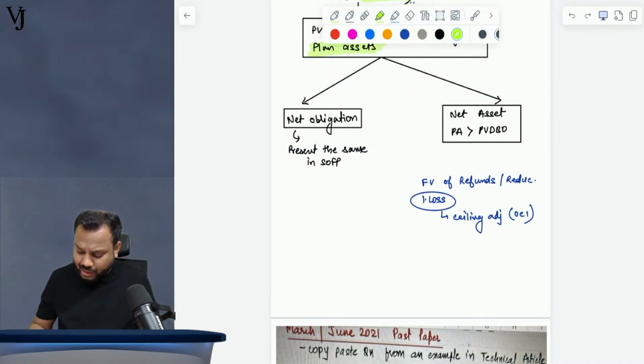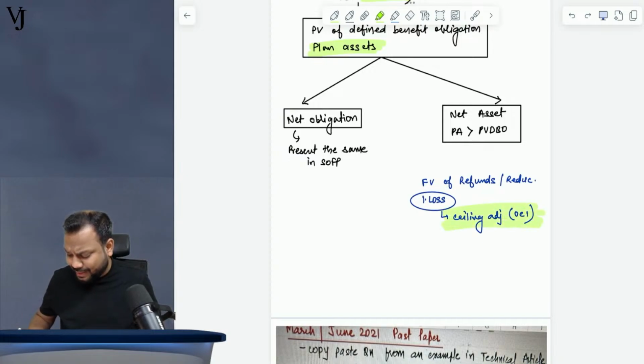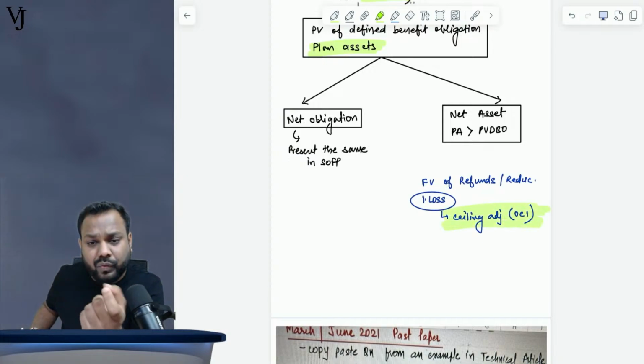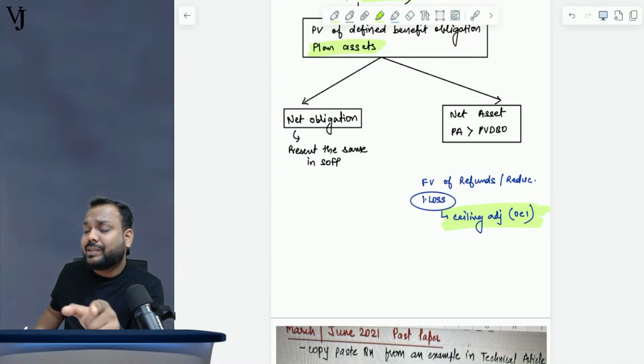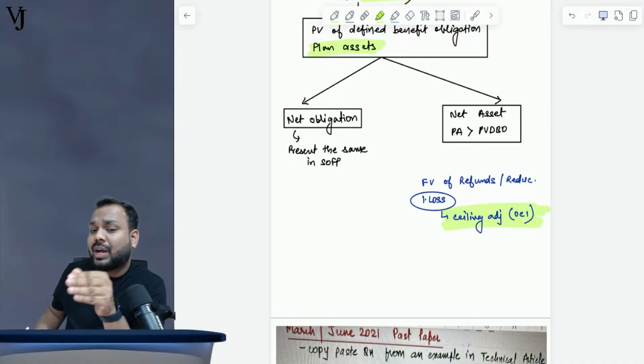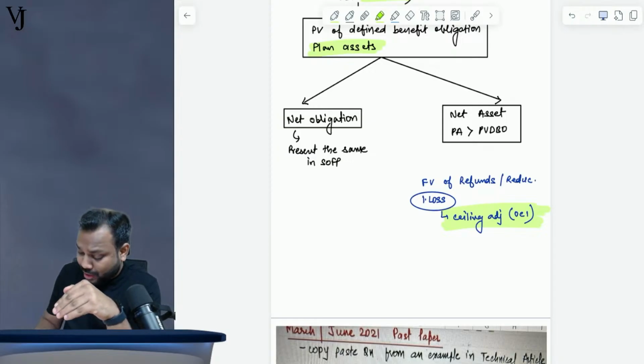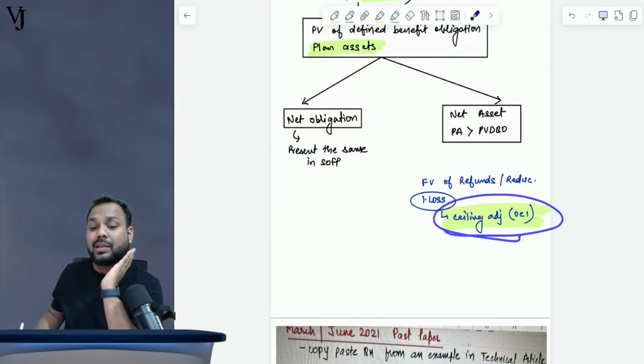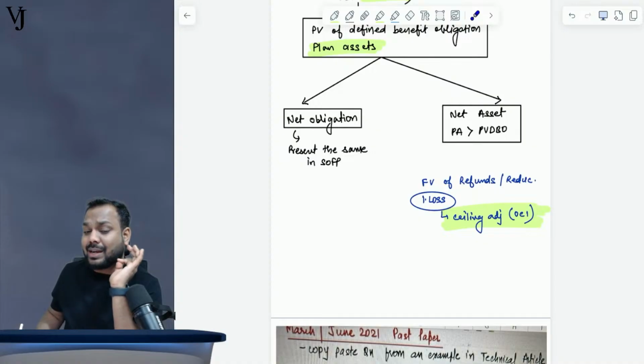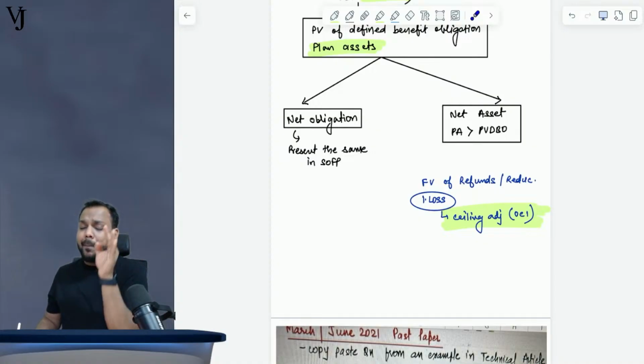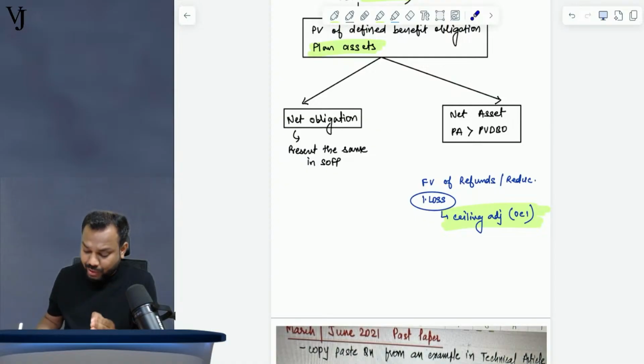Because understand, it has always been the case that whenever it is an asset, we test that asset for recovery, whether we will recover the whole amount of the asset or not. If it is not recoverable, we impair it. So you can understand, this is an impairment of the net asset. Ceiling adjustment is nothing but the impairment of the net asset. Impairment doesn't happen to a liability. That's why in a net liability position, we don't test it for ceiling adjustment.